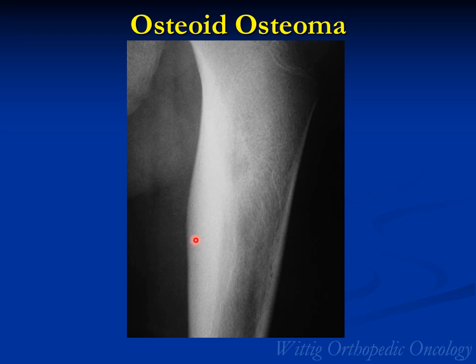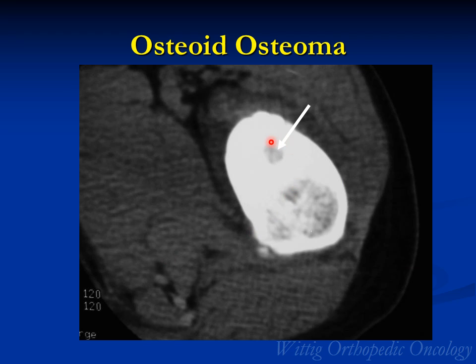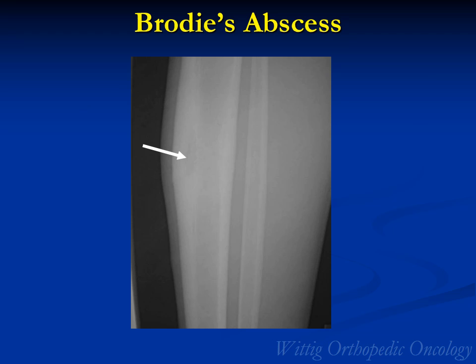Another example of cortical thickening or buttressing with an osteoid osteoma. And here's our osteoid osteoma on a CAT scan in the cortex, causing cortical thickening or buttressing. This is an example of a Brodie's abscess occurring intracortically. You can see the cortex is thickened. It can have a radiological appearance similar to an osteoid osteoma, fairly well circumscribed with thickening of the cortex.